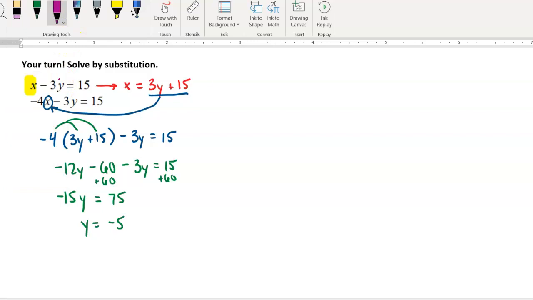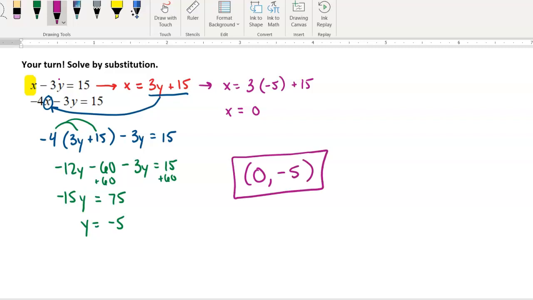So now we're going to plug what y is into any of the 3 equations. I'm just going to use this one. So we'll have the statement x equals 3 times what y is, negative 5, plus 15. So obviously, 3 times negative 5 is negative 15, and negative 15 plus 15 would be 0. So our coordinate, which is a solution, is where x is 0, y is negative 5. Make sure you put them in the correct order. It's the x value first, the y value second.